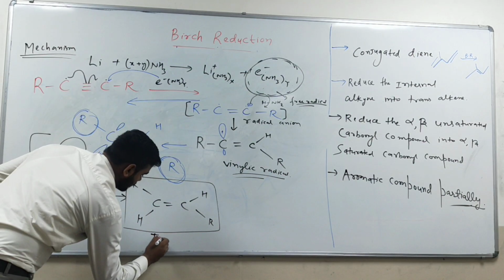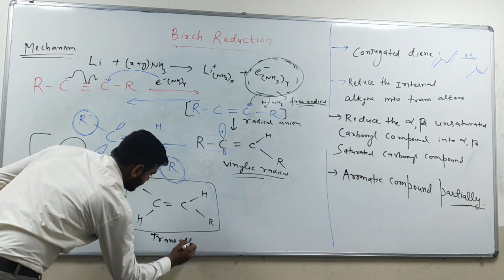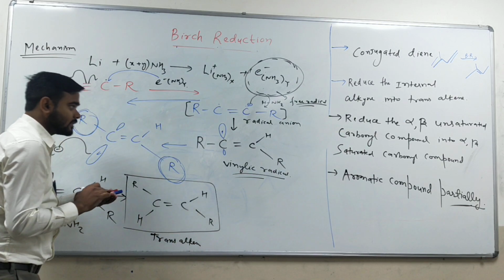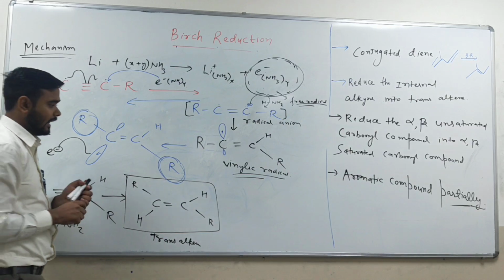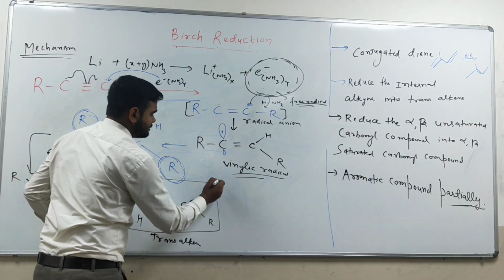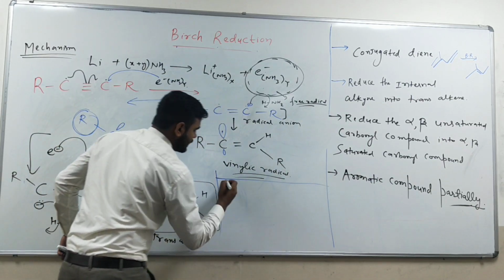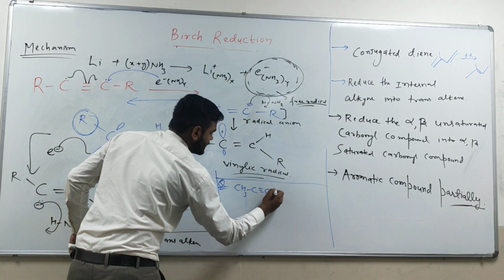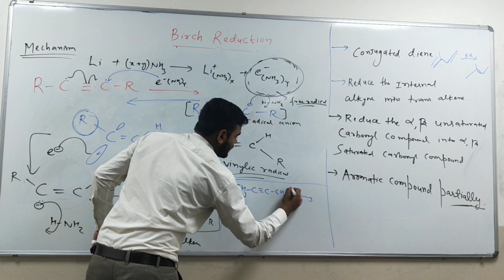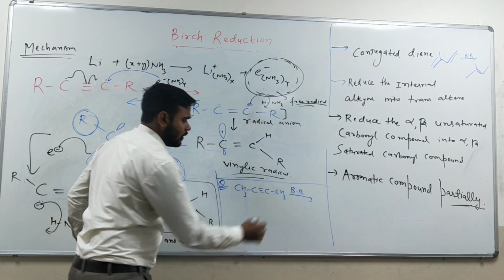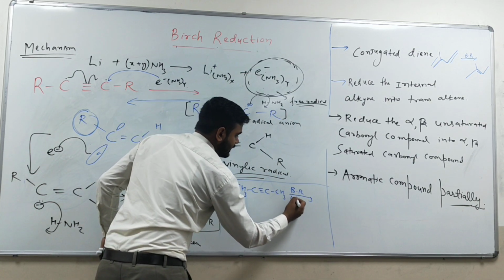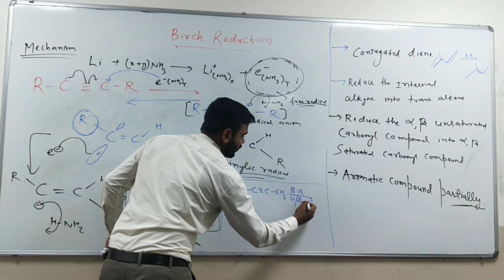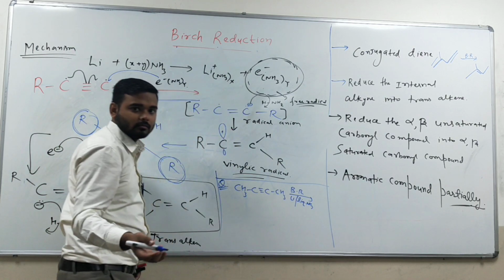So you got here trans alkene. Okay, so let us see some questions which have already been asked. How can it be asked? Like here I am telling you. Let's say you have CH3, C triple bond C, CH3, and if they give the Birch reduction here, or sometimes they can write lithium in liquid ammonia, then what will be the product?